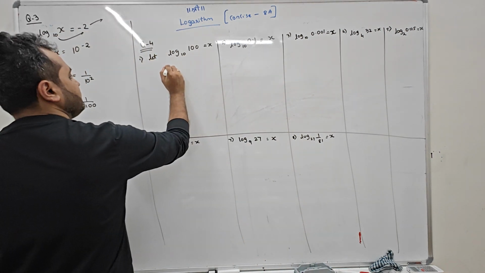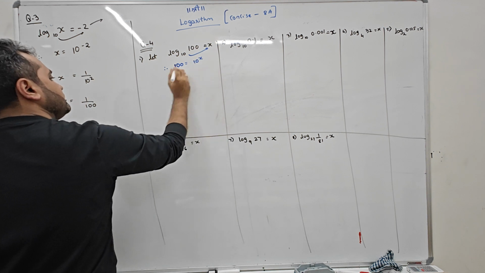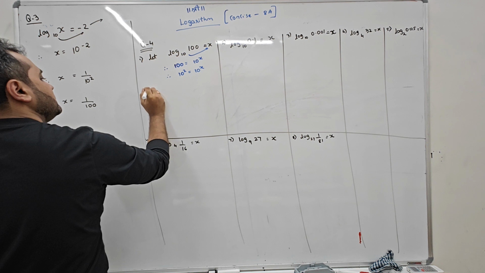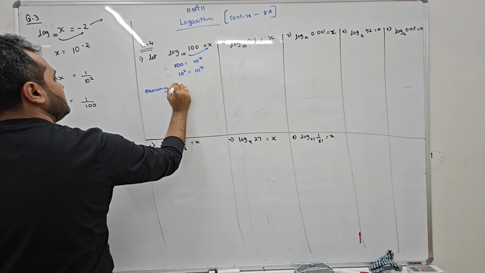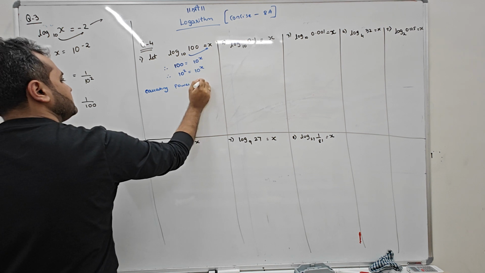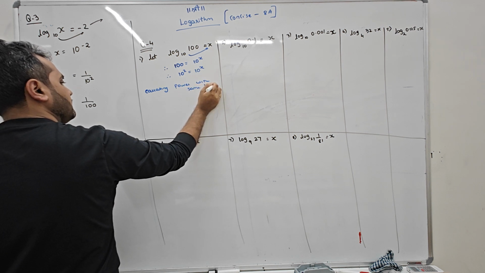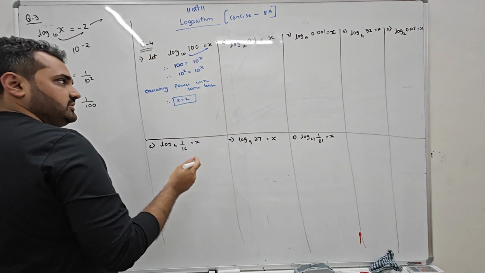Converting log to exponential form, so can I write 100 is equals to 10 is to x. Therefore 10 is to 2 is equals to 10 is to x. क्या लिखेंगे बेटा? Equating power with the same base. Therefore x is 2. Perfect.